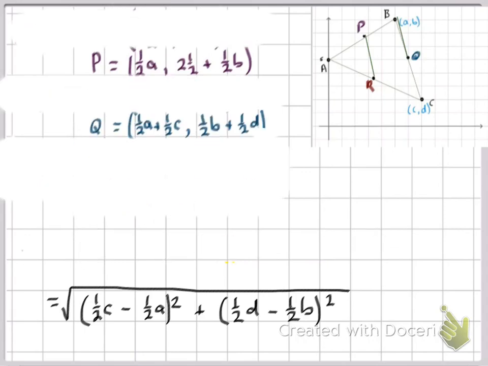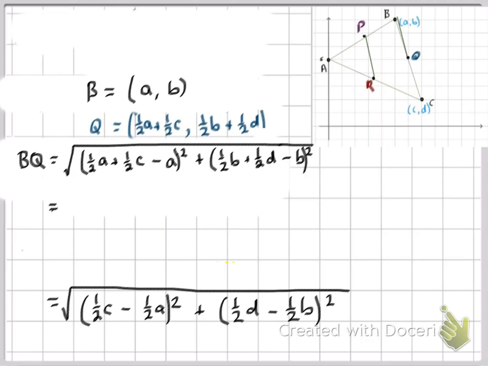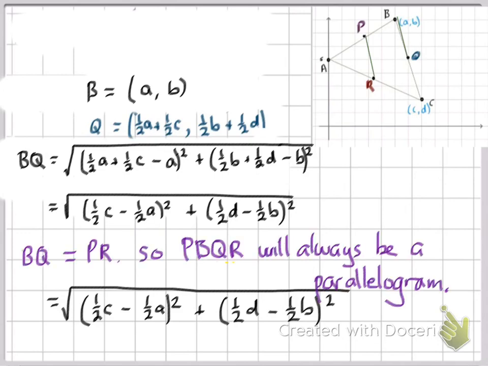Do the same for BQ, and we subtract our x values and square them, subtract our y values and square them. Note that half a minus a half a comes to negative a half a squared, and same for half b minus b comes to negative half b squared. What do you notice about those two formulas? Well, they actually are the same. So PBQR will always be a parallelogram, and we've proved it.